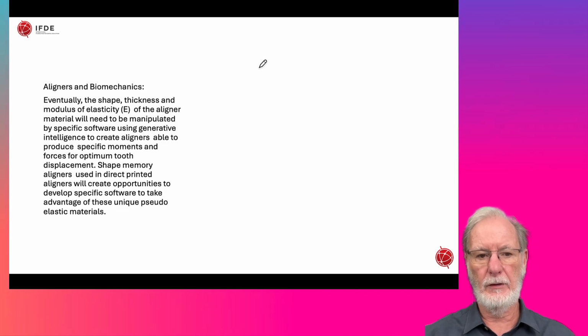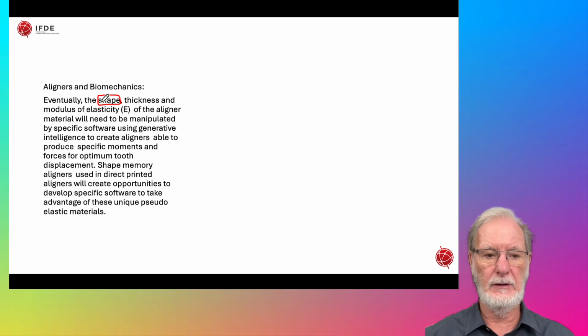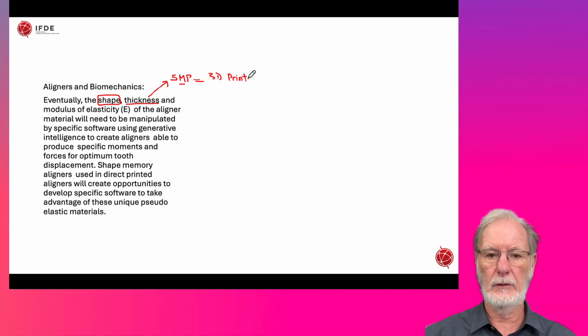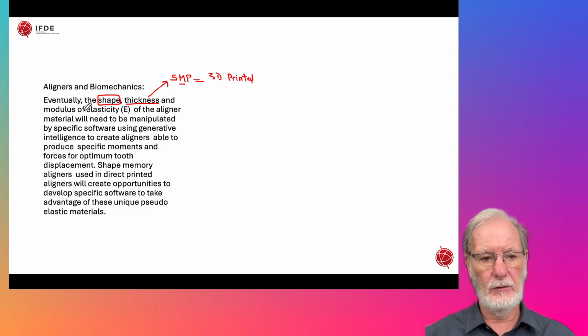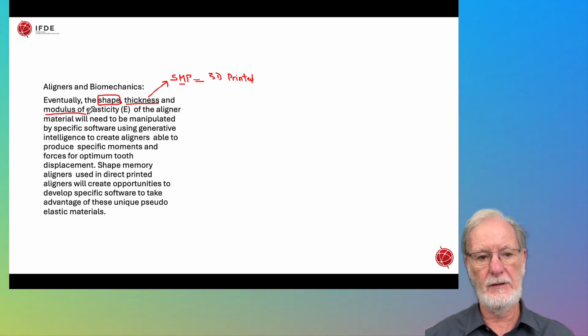What aligners have is shape. Obviously, you can change the shape of the aligner by changing the virtual staging of your malocclusion. You can vary the thickness. This is a bit more complicated. It involves nowadays the advent of shape memory polymers, which we will discuss eventually, which are the new 3D printed aligners, which will give us all new horizons of varying the thickness, and obviously the modulus of elasticity, which is E, very well known.